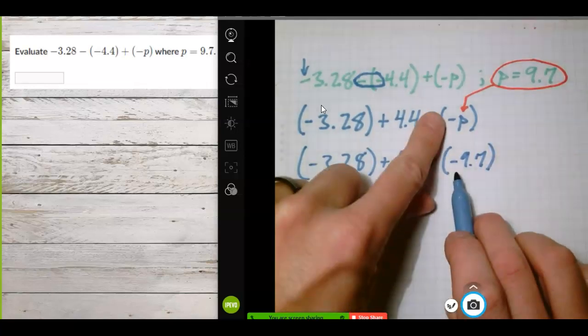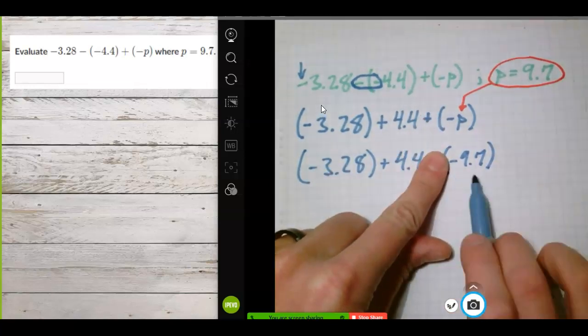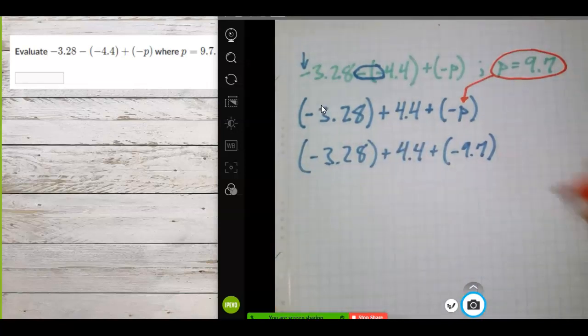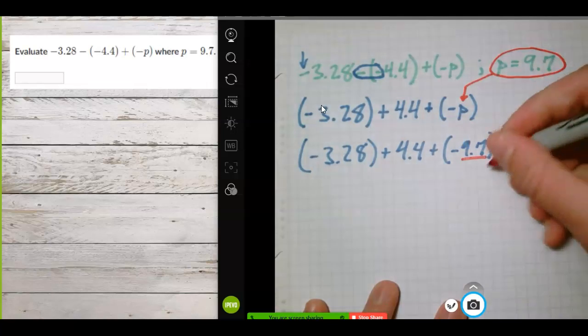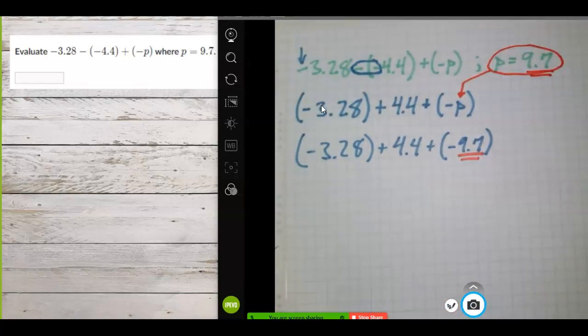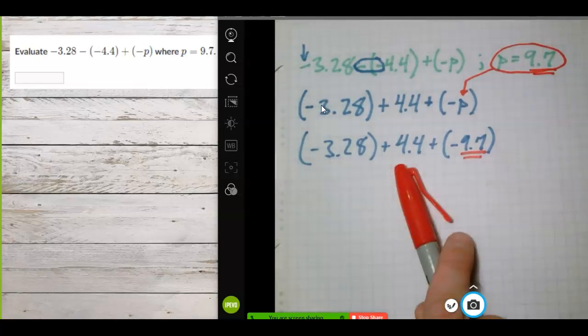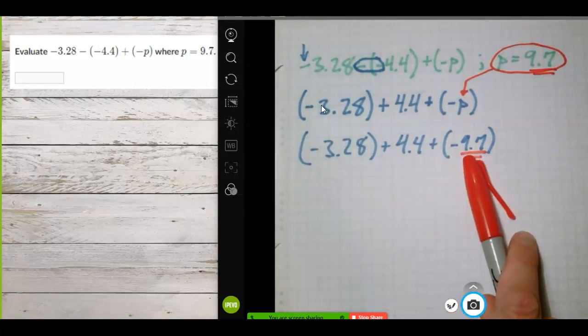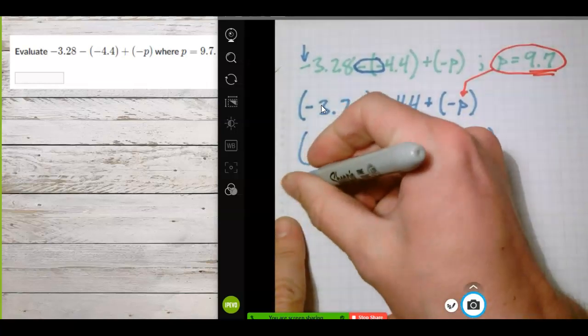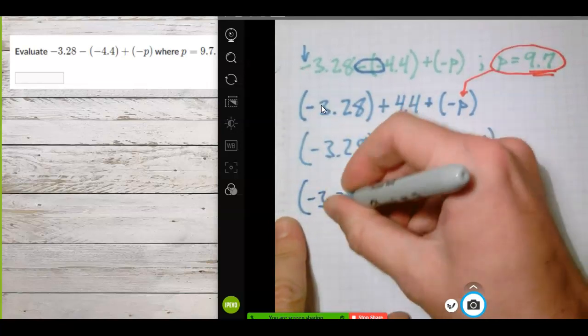So the negative carried down and the 9.7 came in. I'm no longer color coding so intensely, but if we wanted to give a little color coding, that 9.7 came from here. Now we've got bad guy, good guy, bad guy. So my bad guys are going to team up, and this is called the commutative property that lets us change the order of the problem to make things a bit easier.